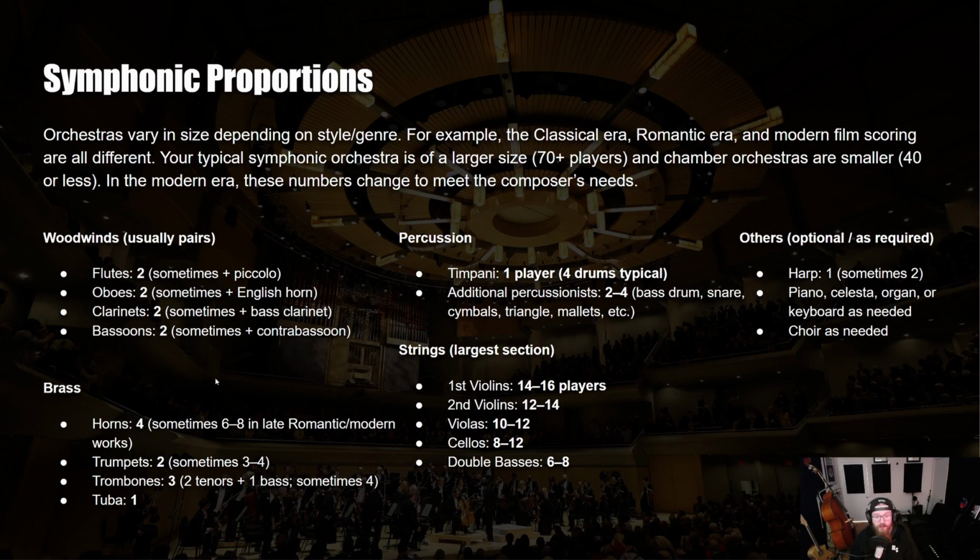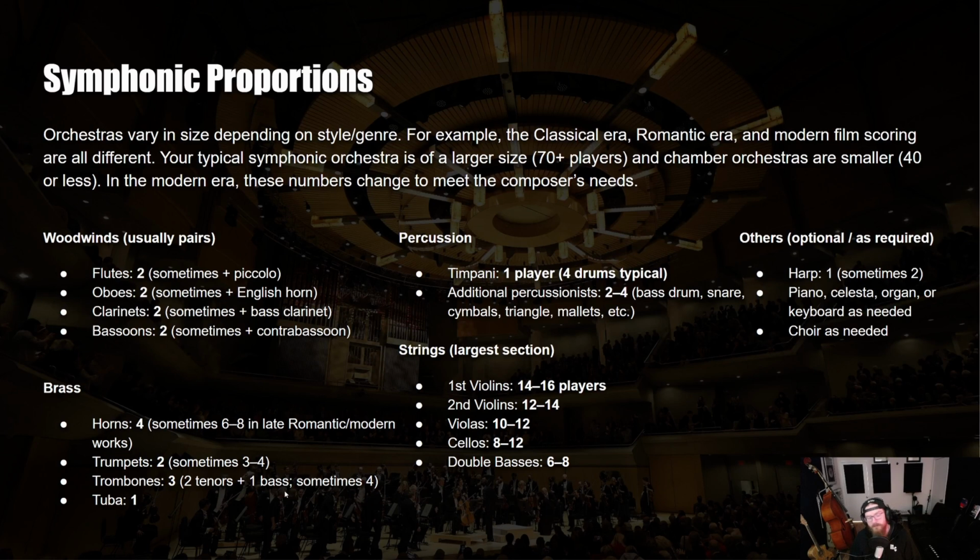Brass ranges from 4 really to 8. And honestly, however many we want at this point. The French horns can vary, but we have a lot of French horns these days, and especially in modern film scoring. So then trumpets, 2, sometimes more. Trombones, which is usually tenors. I would say it's normally like 2. I don't always see 3. If they do have a bass, great. And then sometimes it goes up to 4.